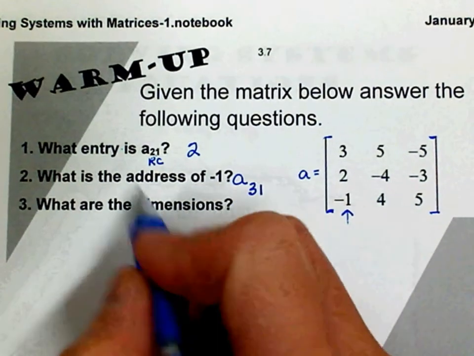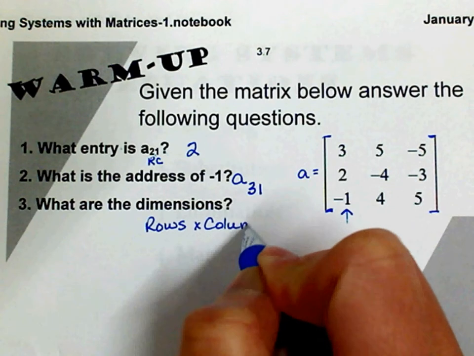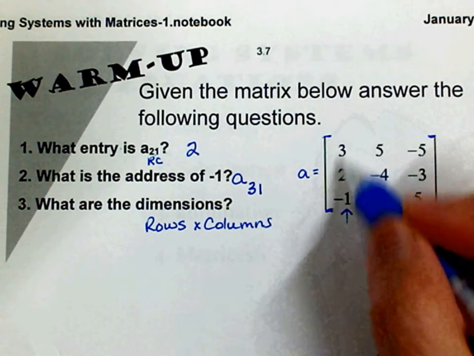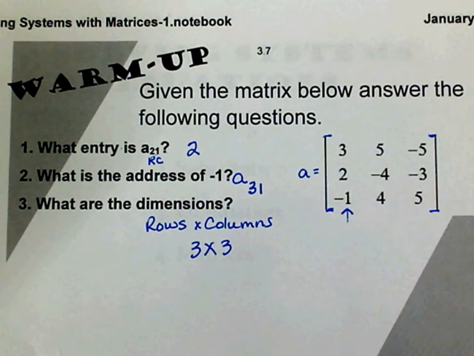What are the dimensions? Remember, your dimension is always rows by columns. And so the dimension of this one is 3 rows, 3 columns. So it's a 3 by 3. And there you have your warm-up for 3.7. Make sure you submit in Google Classroom.